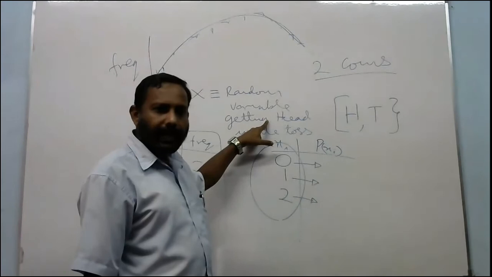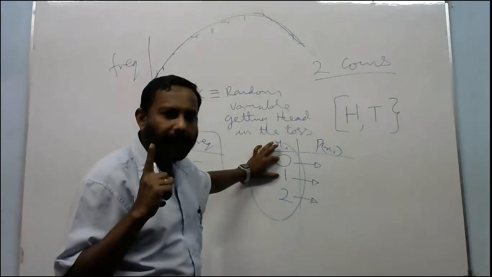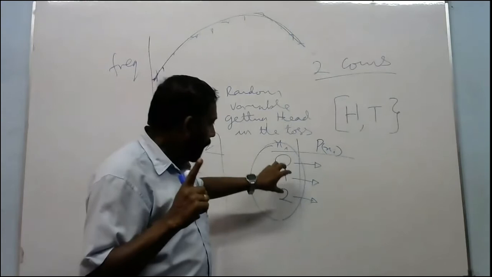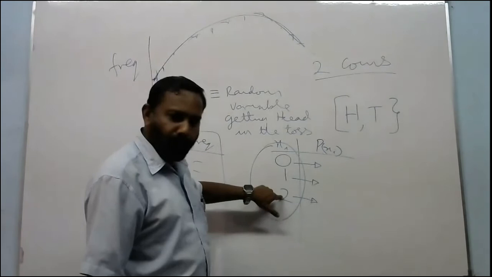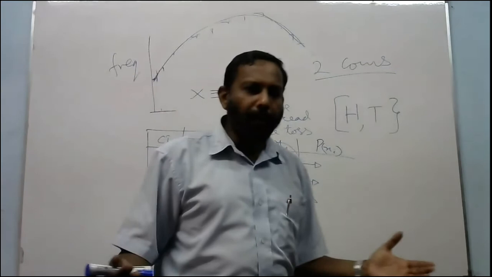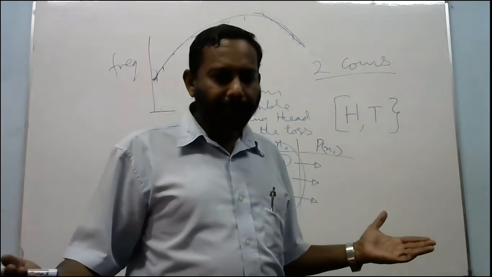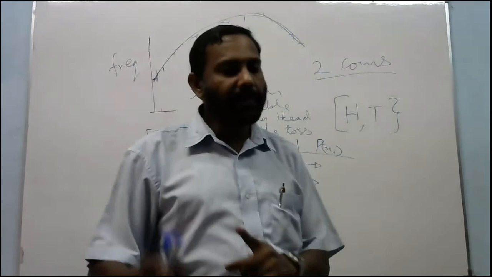Why? Can you remember discrete? We talked about discrete. Is it possible to have half a head? 0 heads is possible. 1 head is possible. Will there be a value in between? No, not possible. Will there be a value between 1 and 2? No possibilities. We will get either one head or two heads or zero heads. We cannot get 2.5 heads or 2.3 heads. That is not possible. Therefore, in this example, this is called a discrete random variable. Continuous, we will see later. Clear?